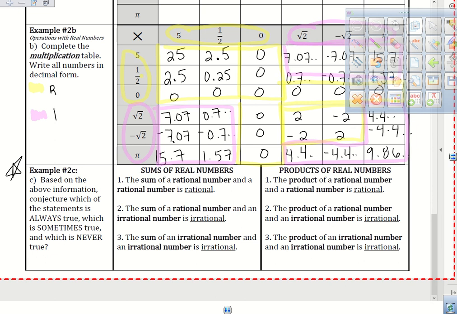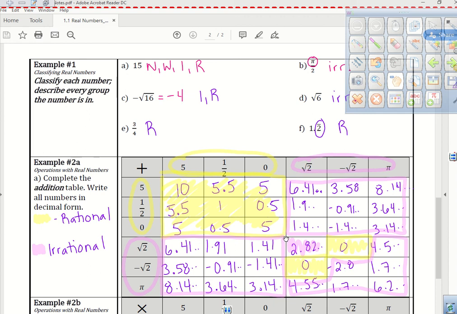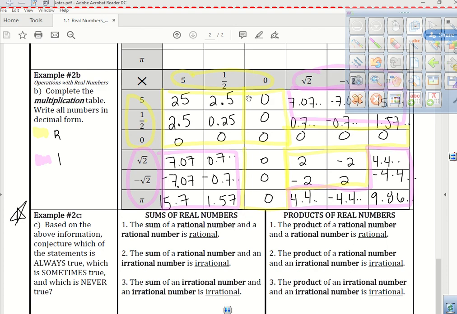Sum of real numbers. So we're using this box here. Again, rational plus rational is always rational. Irrational plus rational is always irrational. Irrational plus irrational, sometimes rational, sometimes irrational. That's the idea. So the sum of a rational and a rational is rational. This is always true. I'm going to write the word always. The sum of rational and irrational is irrational. Again, we saw this is also always true.